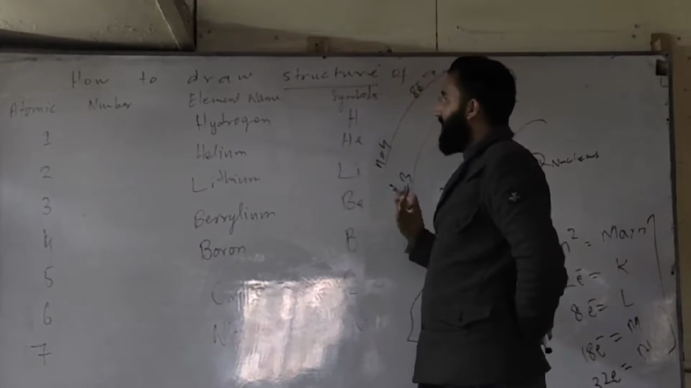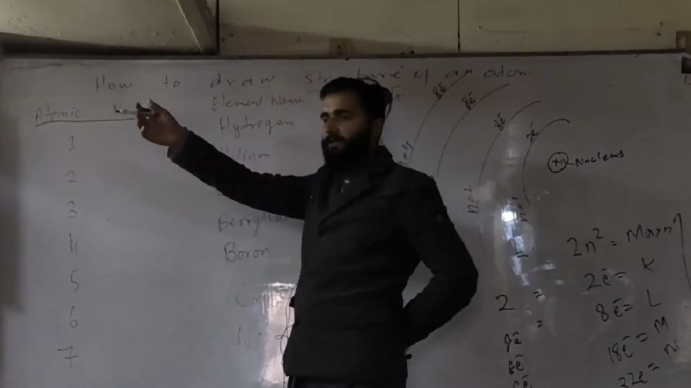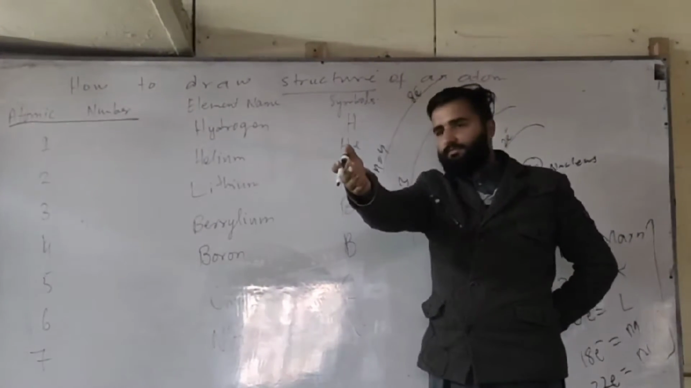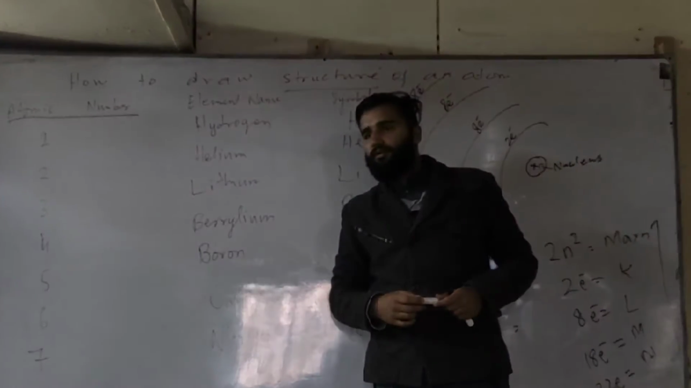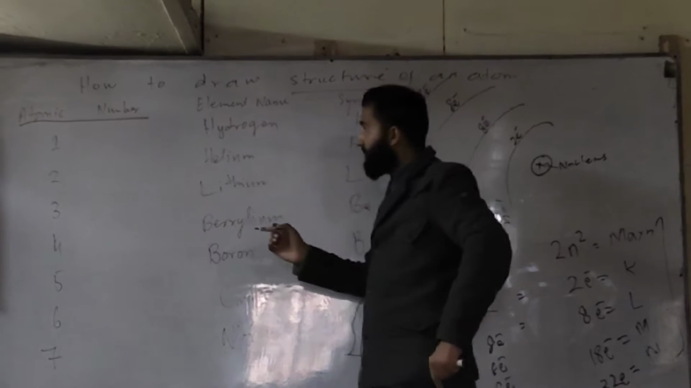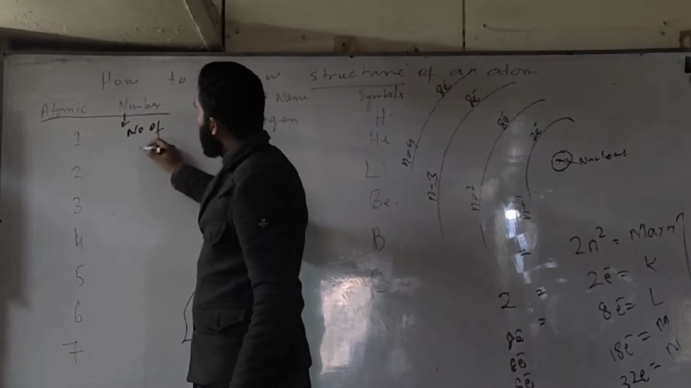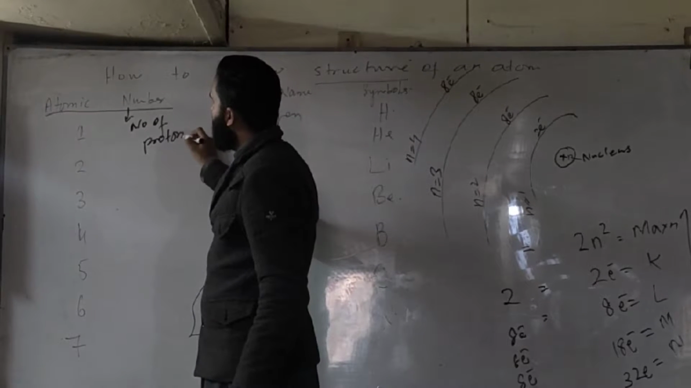So I have written here some atomic numbers. What are atomic numbers? Can anyone define here? Anyone, please? Total number of protons. So it is the number of protons present in the nucleus of an atom.